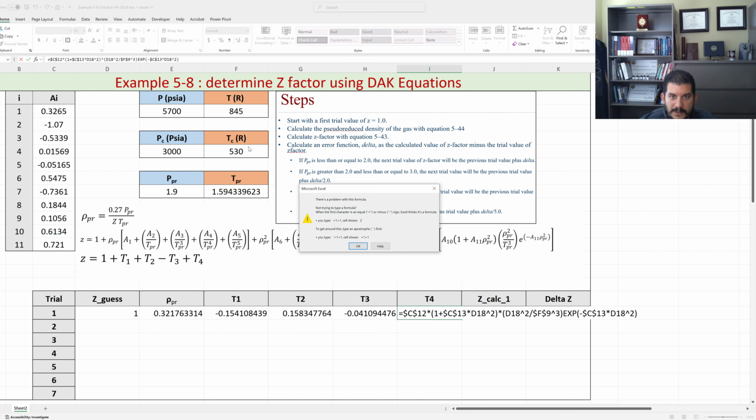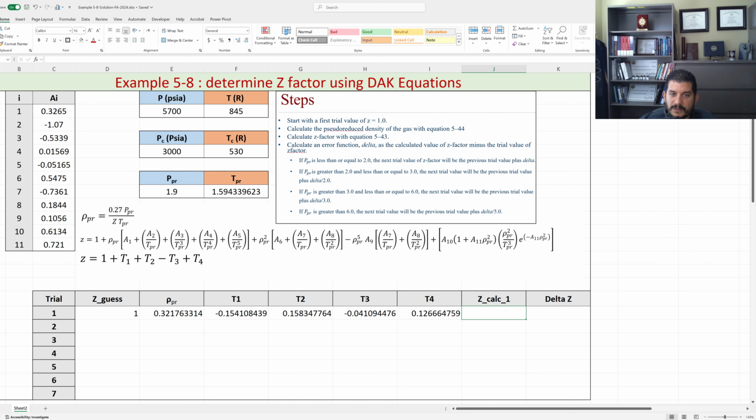Enter. So now we have our guessed z, density, PR, then T1, 2, 3, and 4. Now we need to calculate the z factor using this equation. So that equation, as you see here, it equals 1 plus, so we're using that one, right? Plus T1. I will not lock it because I need to repeat this for the following steps. Plus T2 minus T3 plus T4, enter. So the calculated z factor is 1.17.